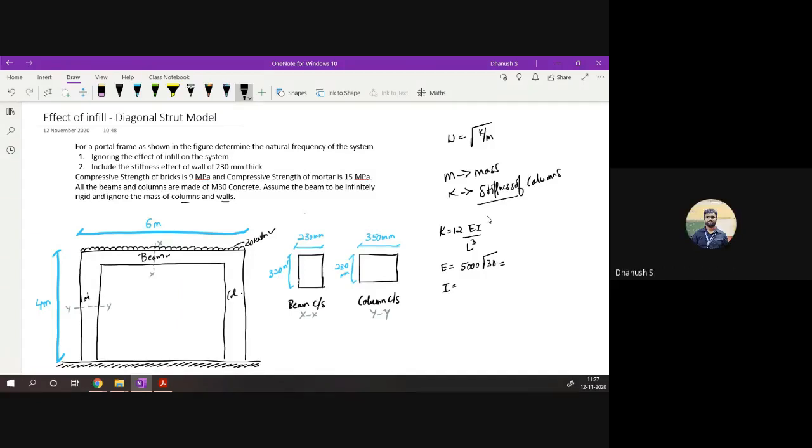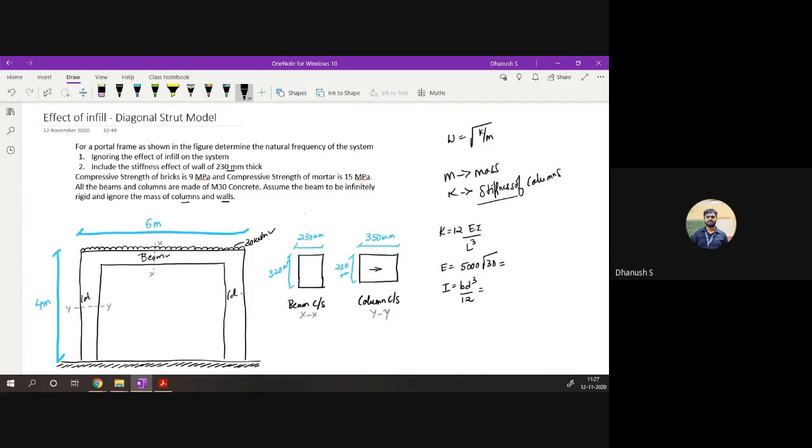What is I? bd cube by 12. How much is this? So the column cross section is given. Assume 230 acts along this direction only and 350 acts along this direction. Thickness is 230 mm because the wall is also 230. So it will be 230 into 350 cube by 12.